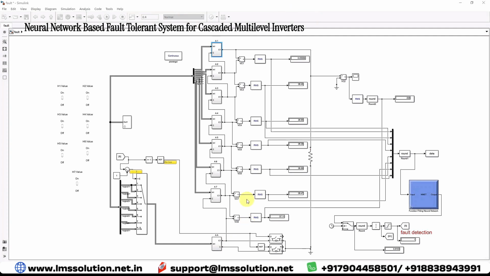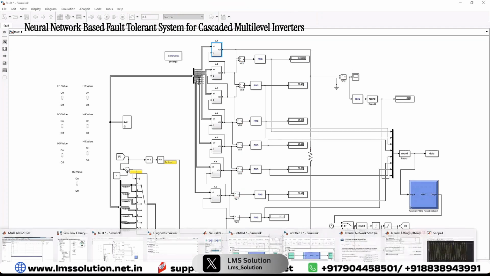Here you have to measure the voltage across each H bridge and the voltage across the load. This will be taken as the neural network input. This data is going to be collected for normal operation. Then you have to create a fault in each H bridge and collect the data. Already we have collected the data.